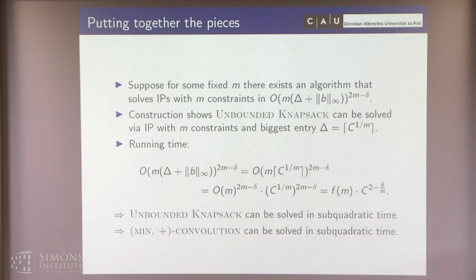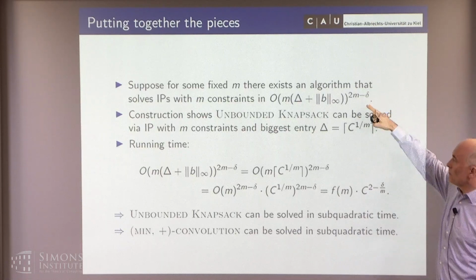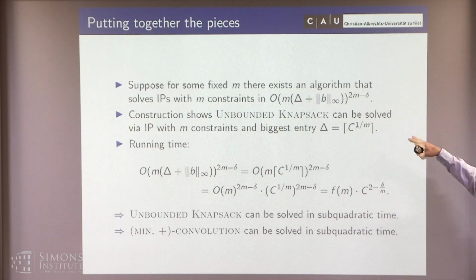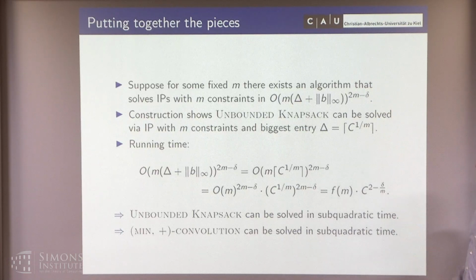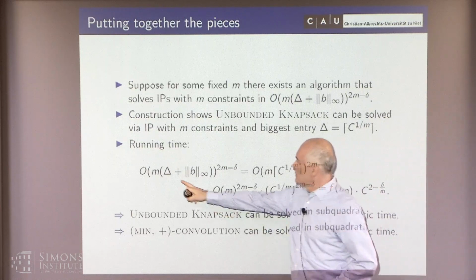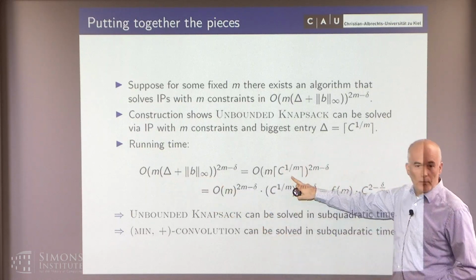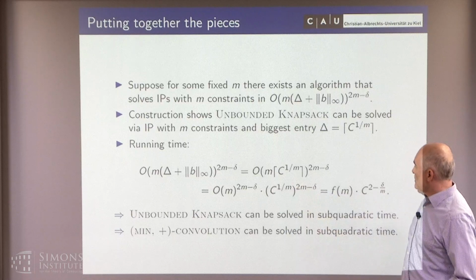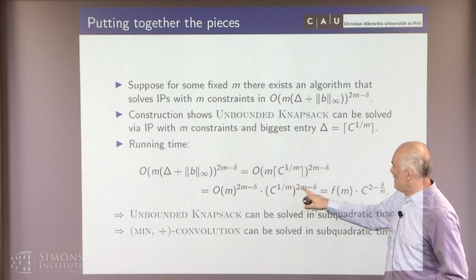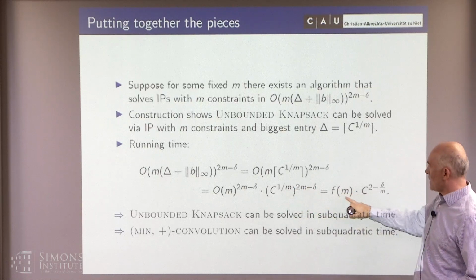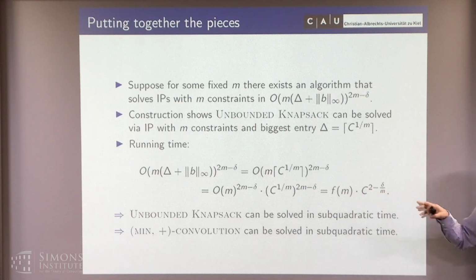So then you see that you can do that. Suppose for a fixed m you have an algorithm with such a running time. So our construction shows that we can solve this now. The biggest entry is this here. And if you plug this in, delta and the right-hand side are bounded now by this. And so we have one term that depends only on m. You can move this out. And the rest, the m is cancelled out. So you get a function in m times something that is slightly better than the capacity. So that works at least if m is a fixed constant.